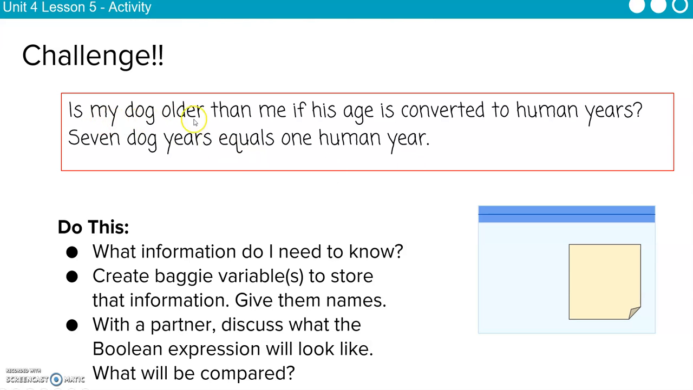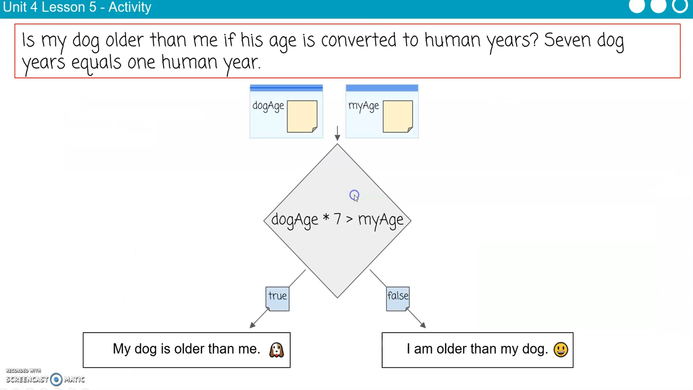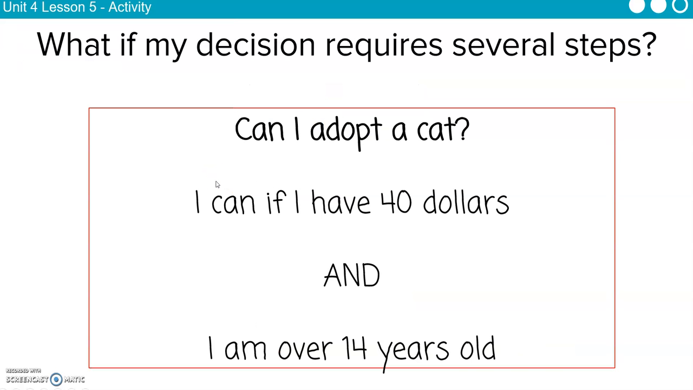And you run through those. Is my dog older than me if his age is converted to human years? So, obviously the same idea of the flow chart. You've got the age times 7, right? Then we just need to know the values, and we can put it in.